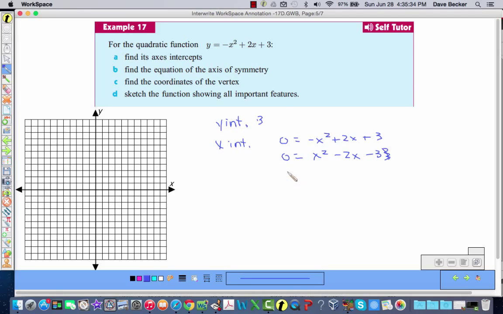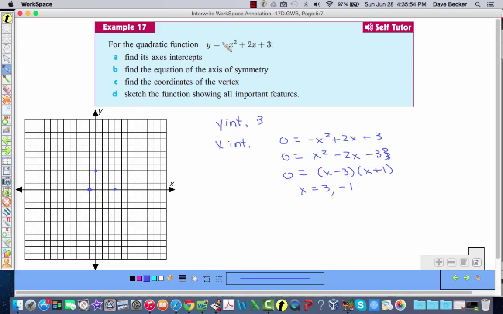I don't know why I always do that. 0 equals x minus 3 times x plus 1. So my x-intercepts are 3 and -1. So let's get all those in. 1, 2, 3 is the y-intercept. We have 1, 2, 3, and -1.